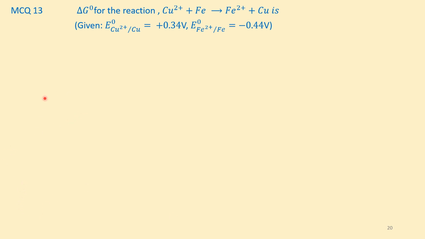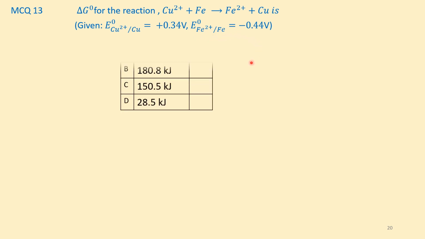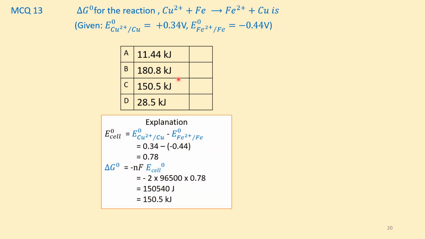Next question. Delta G naught for the reaction Cu2+ plus Fe forming Fe2+ plus Cu is to be found, given E naught of Cu2+ to Cu is 0.34 volts and E naught of Fe2+ to Fe is minus 0.44 volts. Options are: A, 11.44 kilojoules, B, 180.8 kilojoules, option C is 150.5 kilojoules and option D is 28.5. So you have to calculate.